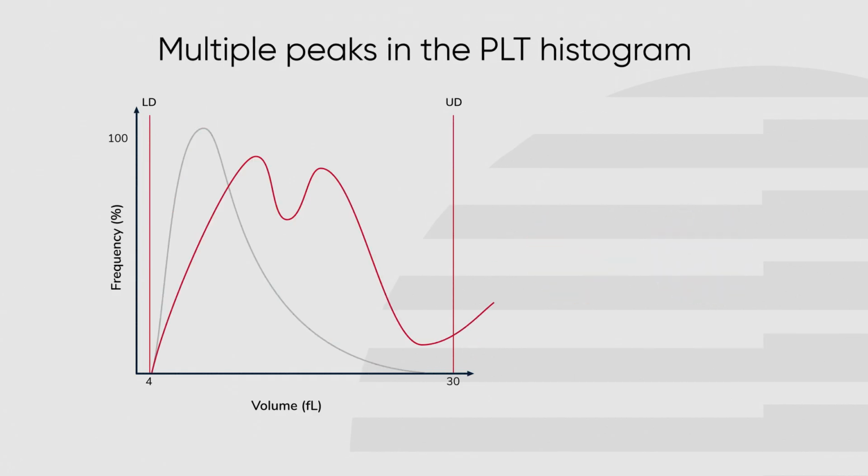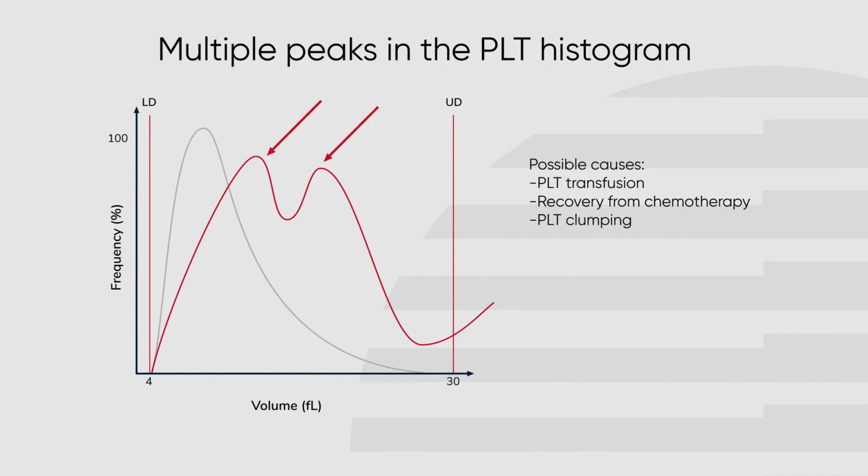If the curve displays multiple peaks, this is an indication that there is more than one population of platelets in the sample. This could have several possible causes such as a recent platelet transfusion, a patient recovering from chemotherapy, or platelet clumping. The reason for the two peaks is extreme anisocytosis showing varying size in the platelet population. If this occurs, the readings of PDW, PLCR, and MPV may be affected. Proceed to confirm the dimorphic populations in smear.